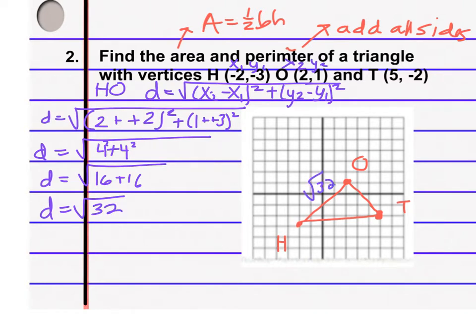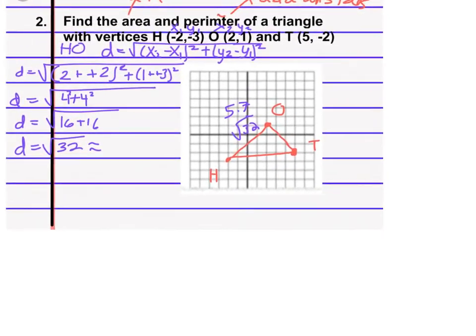I'm going to leave it like that. If you want to put 5 point whatever, go for it. It should be 5 something. I'll calculate it. 5.7 I'll go with.